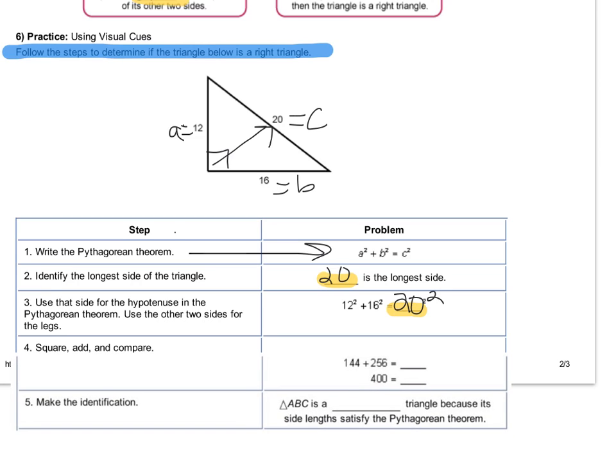So we have 12 squared is 144, and 16 squared is 256, and 20 squared equals 400. And so since the sum of 144 and 256 equal 400, and 20 squared is 400, 400 equals 400. Since that is true, we say yes. Triangle A. They didn't label it. I'll just label it ABC. Triangle ABC is a right triangle because its side lengths satisfy the Pythagorean theorem.